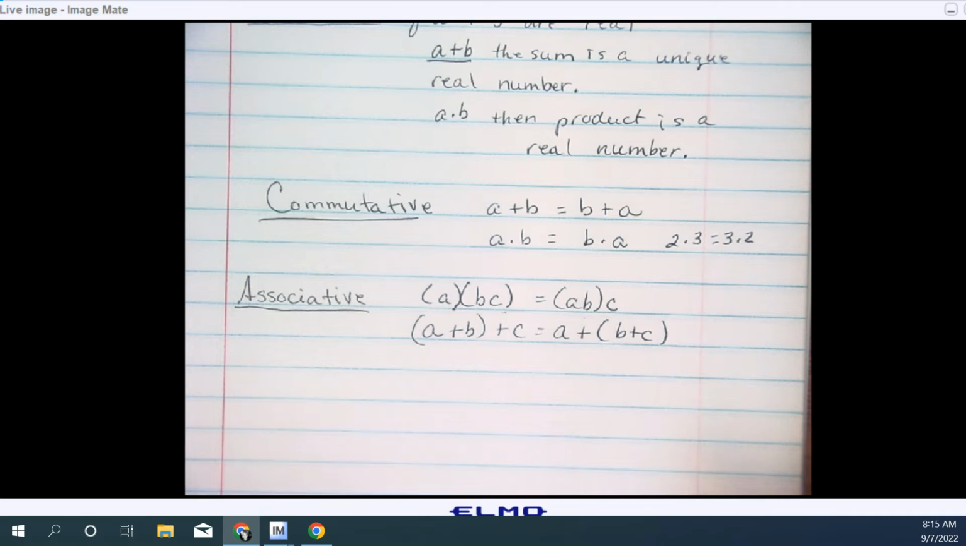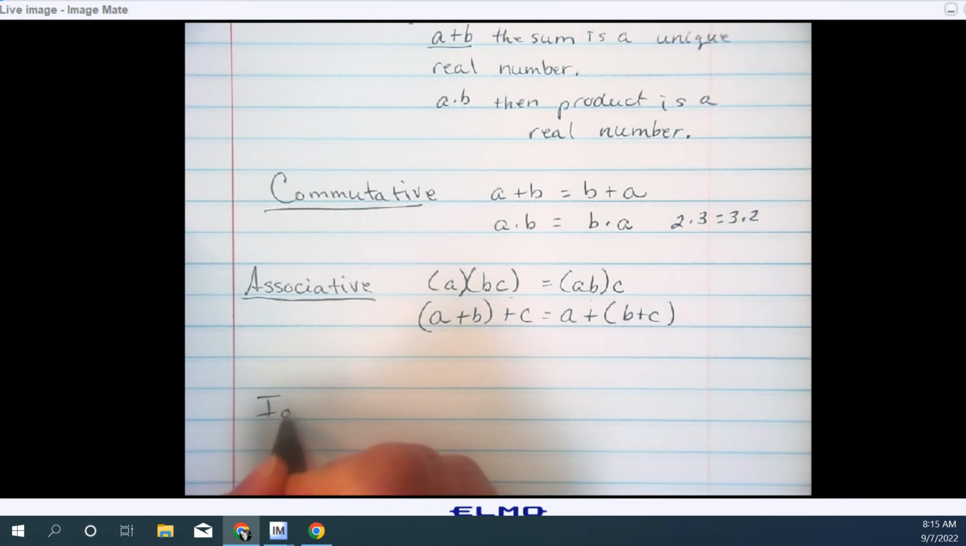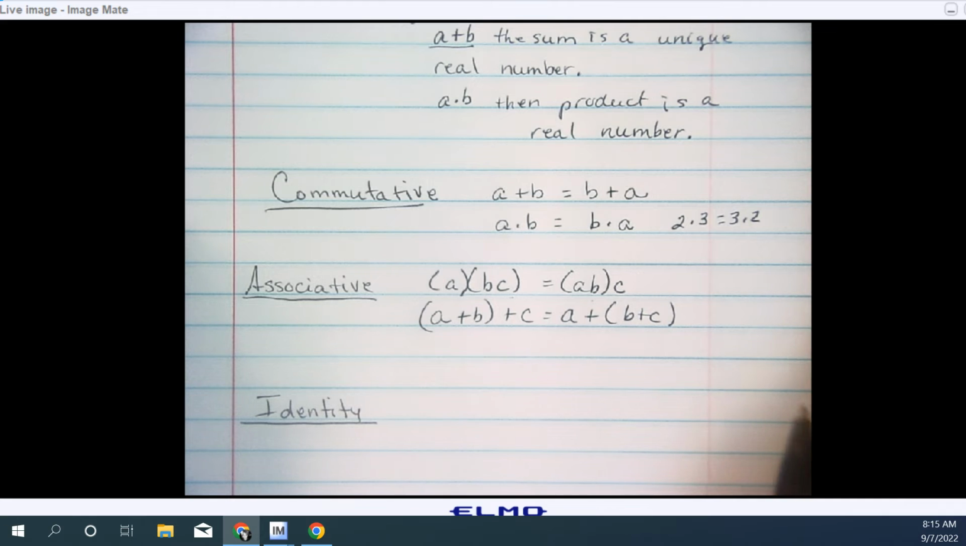Does anybody know the identity for addition? What does identity mean to you?